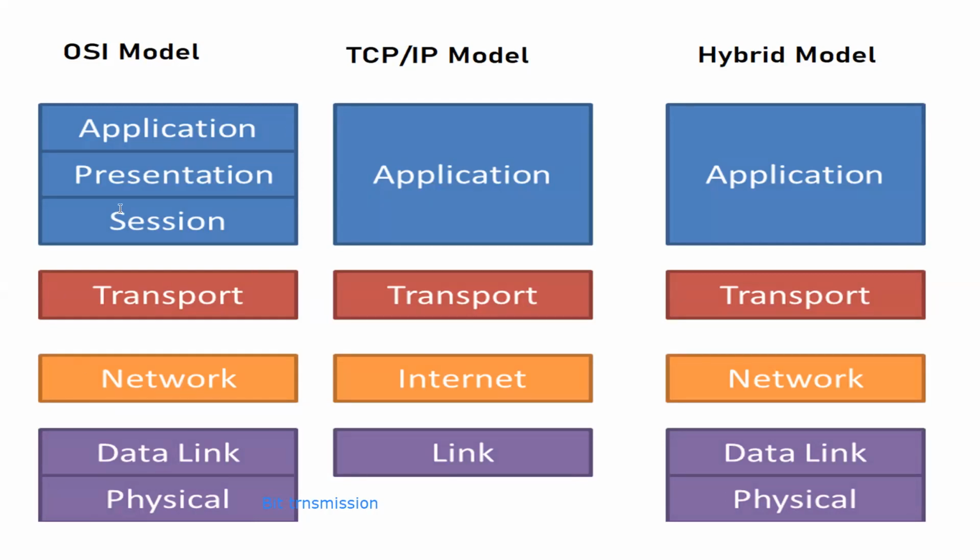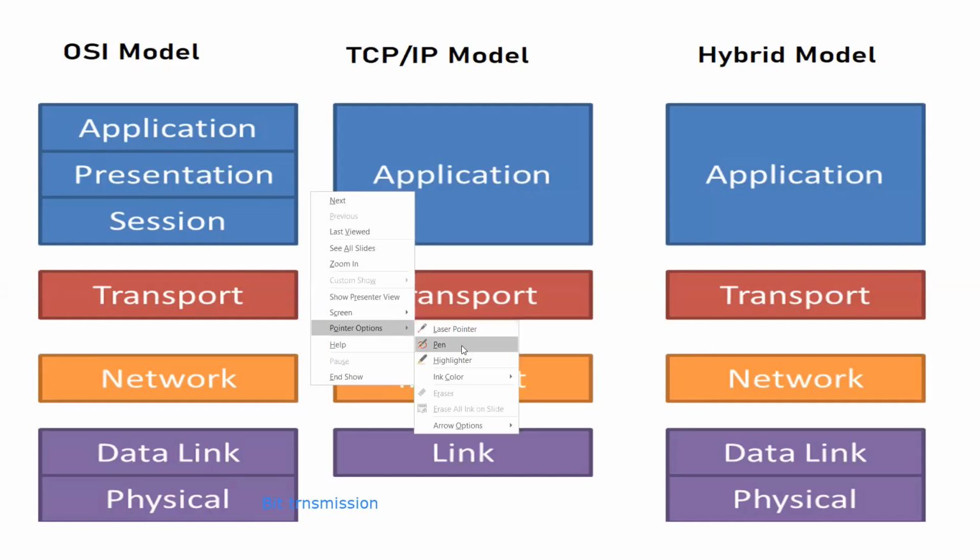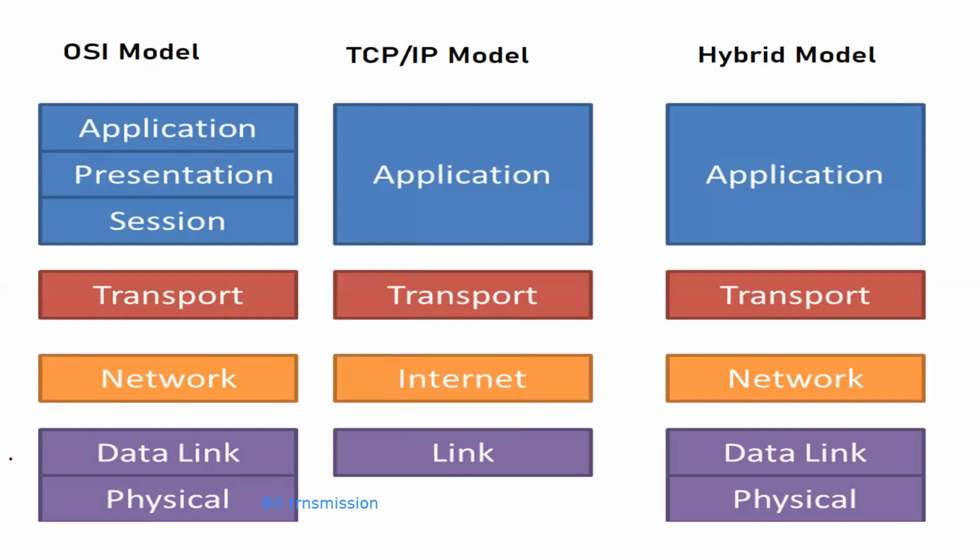Therefore, if you go up, you are going to have machine understanding decreased. Okay, let me use a pointer, just a pen. Therefore, if I go up, human understanding increases, machine understanding decreases. If I go down, machine understanding increases, human understanding decreases.